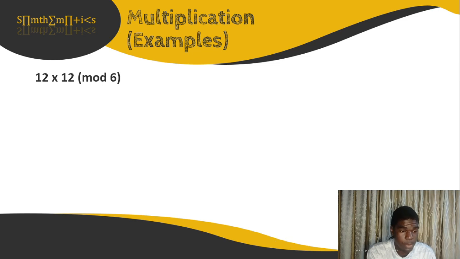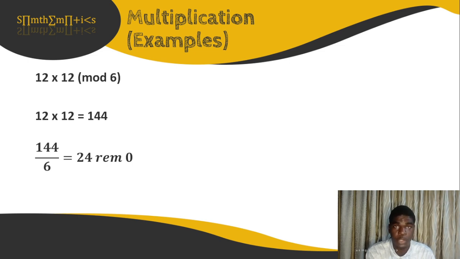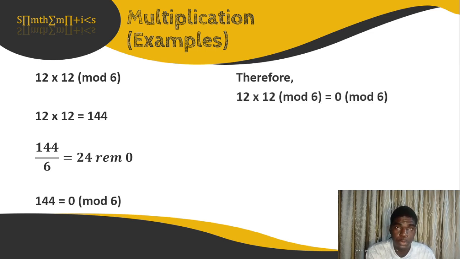So let's look at another example. We have 12 times 12 in mod 6. Following the principle, we do 12 times 12, that will give you 144. And then 144 divided by 6 will give you 24 with a remainder of 0. So that means 12 times 12 mod 6 will give you 0 mod 6. Very, very simple.